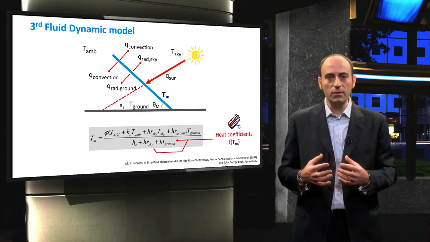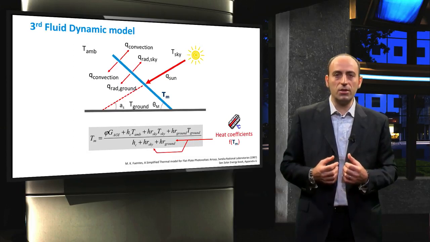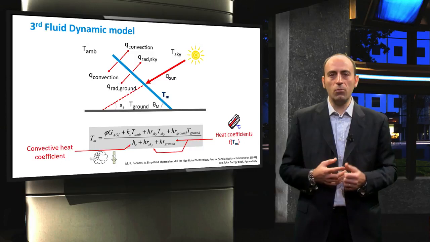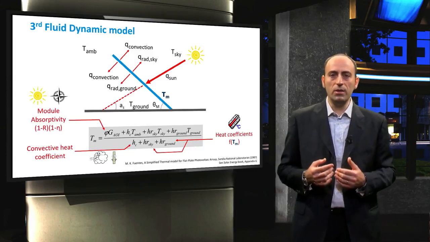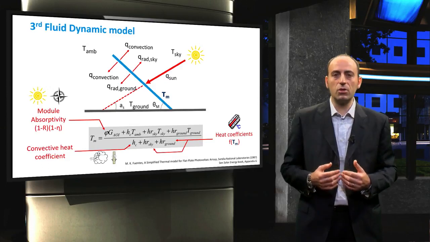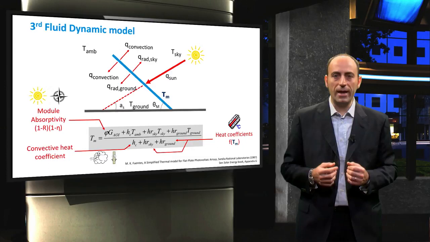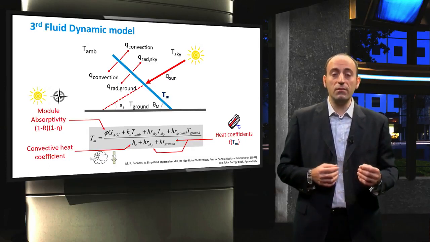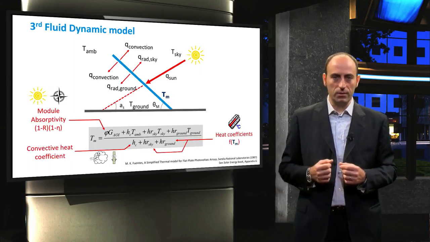Before we can solve it, there are still some unknown variables that must be determined, such as the convective heat exchange, which is a function of the module dimensions and wind speed, and also the module absorptivity, which is defined as the fraction of the incident radiation that is converted into thermal energy in the module. This value is linked to the reflectivity R and efficiency of the module by the equation depicted.